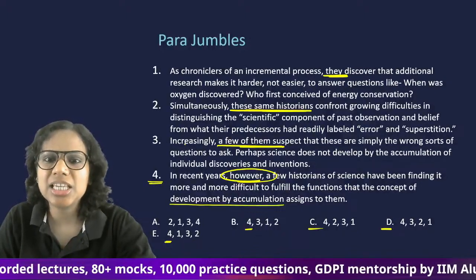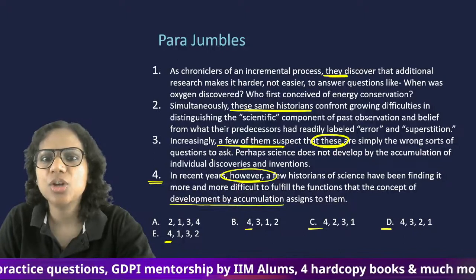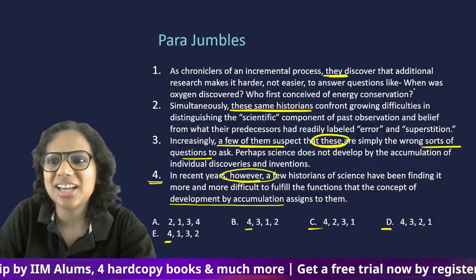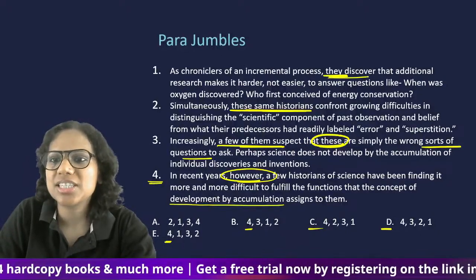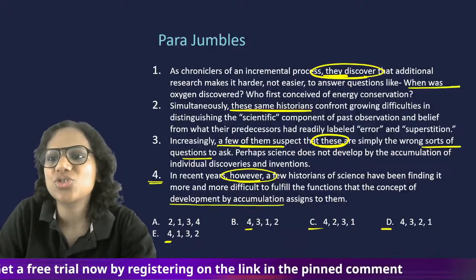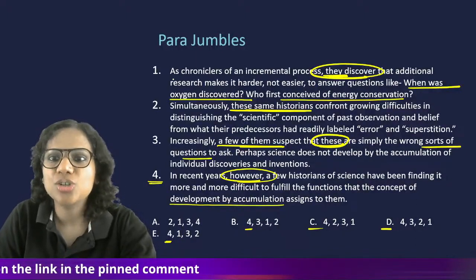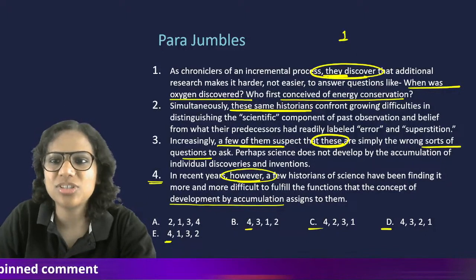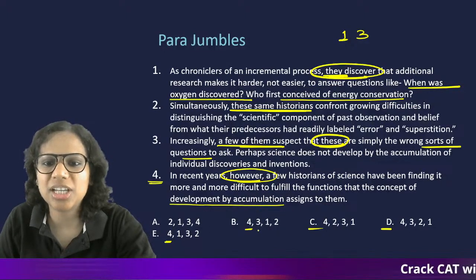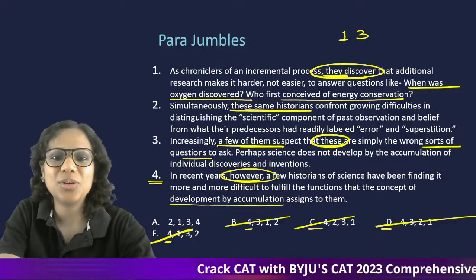Then three says, increasingly a few of them suspect that these are simply the wrong sorts of questions to ask. Which are the wrong sorts of questions to ask? There are questions that have been asked here. As chroniclers of an incremental process, they discover that additional research makes it harder, not easier, to answer questions like when was oxygen discovered, who first conceived of energy conservation. So out of one and two, it's one that asks questions, and then these are simply the wrong sorts of questions will come after this. Now, the moment you realize this, you also have found your answer. 4132. It was that simple.